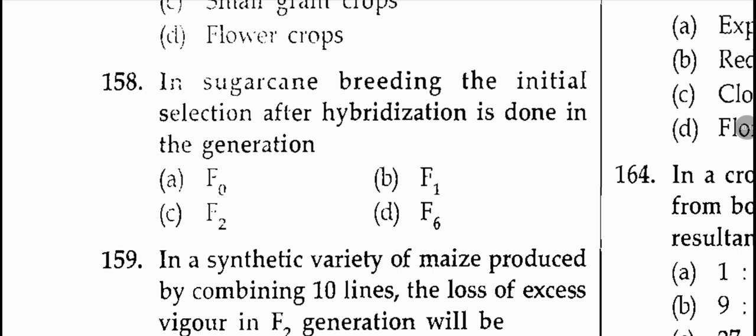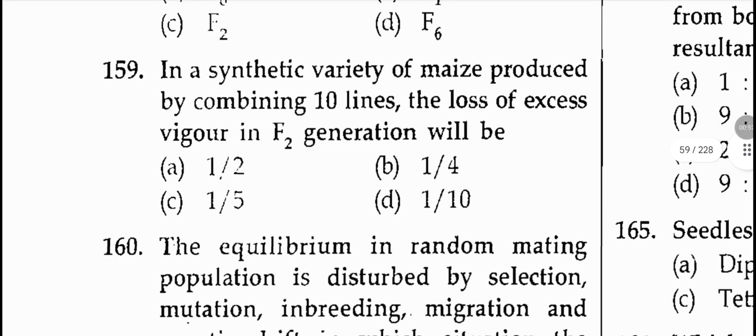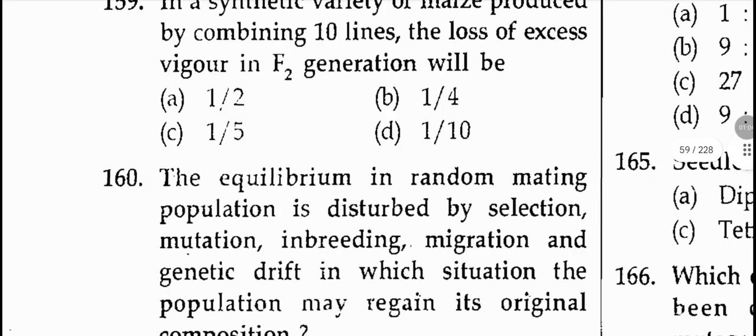Question number 158. In sugarcane breeding, the initial selection after hybridization is done in the generation, that is option B, F1 generation. Question 159. In a synthetic variety of maize produced by combining 10 lines, the loss of the excess vigor in F2 generation will be, that is option D, 1 by 10th.